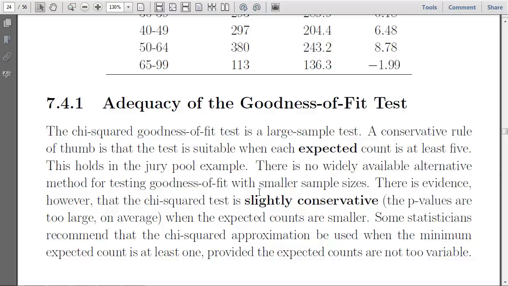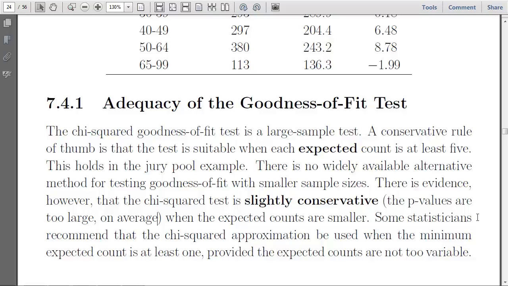There's evidence that the chi-square test is slightly conservative, meaning that p-values tend to be a little too large on average, which means that sometimes even if you have enough evidence to reject the null, or your data should reject the null, the p-value might be a little too big, and you may fail to reject the null even though you should have had enough evidence.